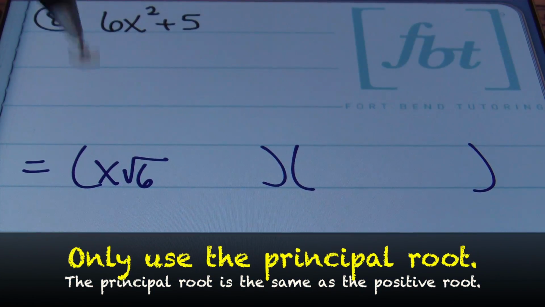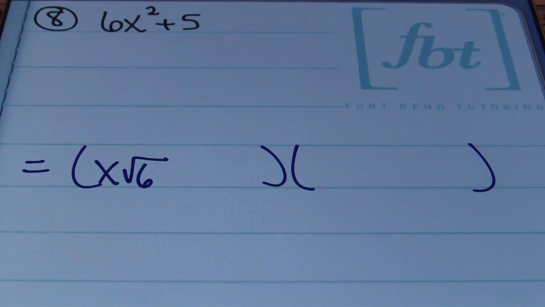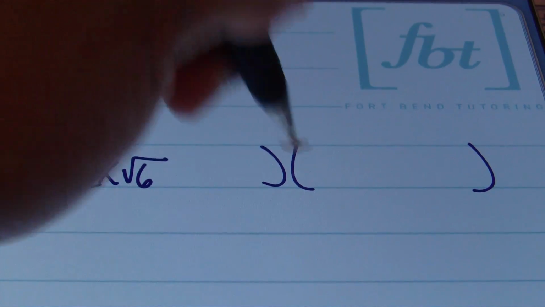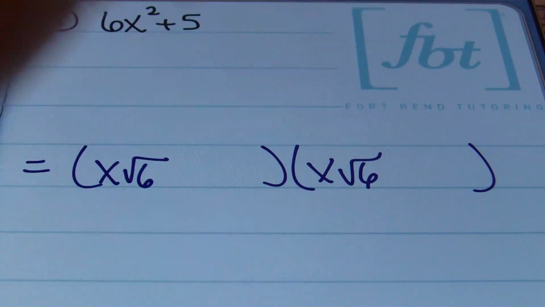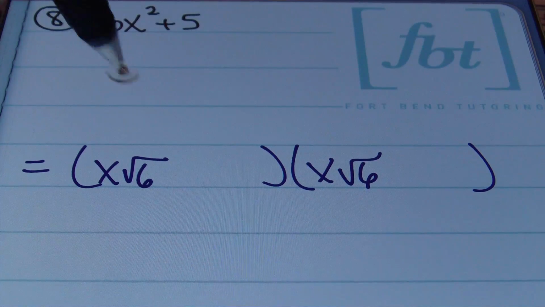Just like that. And the reason why I'm putting x in front of the radical is because I don't want you to make the mistake that my x is underneath the radical symbol, because it is not. So I'm going to put it in front of the radical sign. And I'm going to do that for the second binomial as well. So there you go.